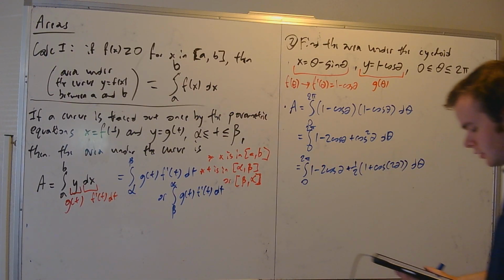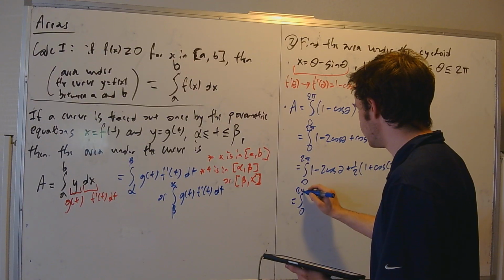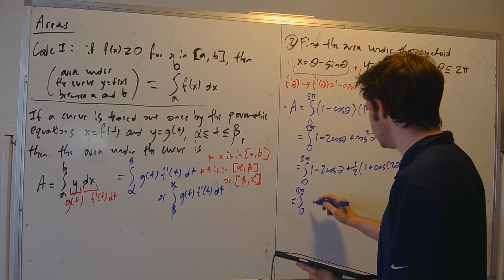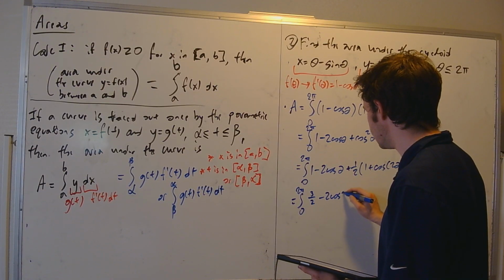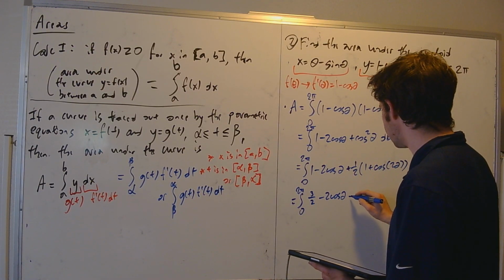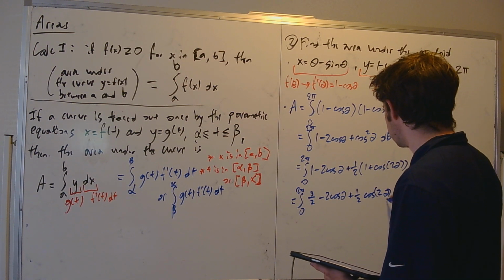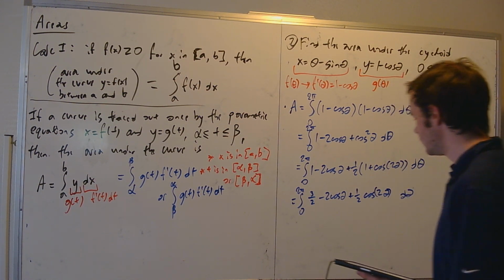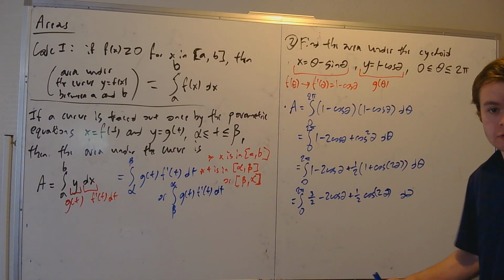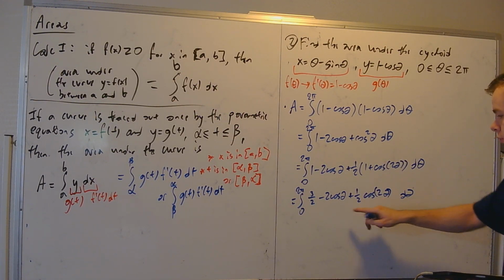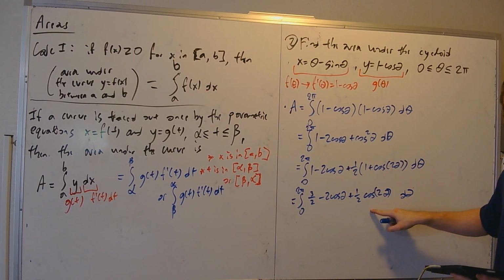Now, if we go ahead and distribute this 1/2, then what we're going to get is the integral from 0 to 2 pi of, so 1 plus 1/2, that's 3/2, minus 2 cosine theta, plus 1/2 of cosine 2 theta d theta. Okay. And now we just need to solve this integral using u substitution. First you solve these two integrals here, and then you do u substitution for this third term here.